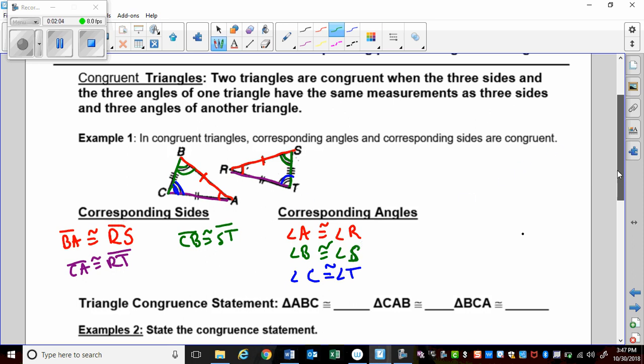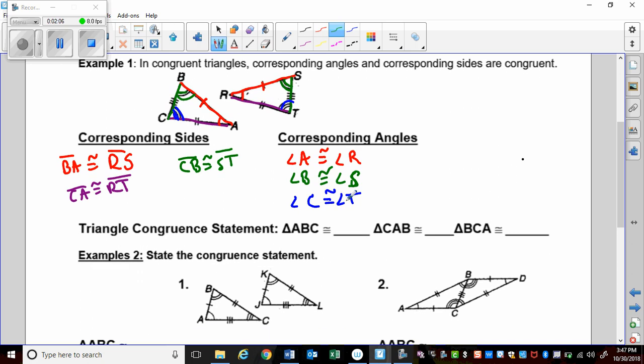Alrighty, it says the triangle congruent statement. Just remember that the order matters. So they're telling me to go from A to B to C. I usually look at the angles. It's up to you. You can look at the colors or the side lengths. But I say, okay, well, if they start with A, which is my red angle that has 1 arc, I have to start with R, which is my red angle that has 1 arc. We can't start with T.